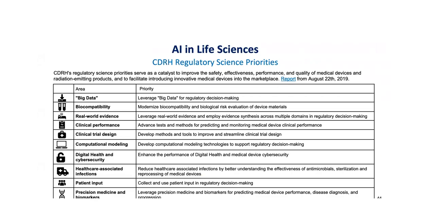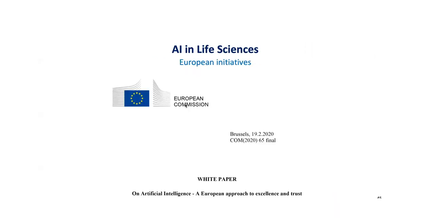The FDA is having things like computational modeling, that at the end is AI, and big data, as part of their priorities. The European Commission in 2020 wrote a white paper on how artificial intelligence is bringing value to society.